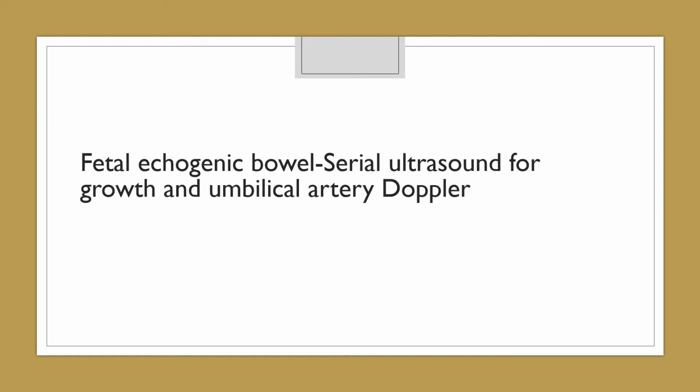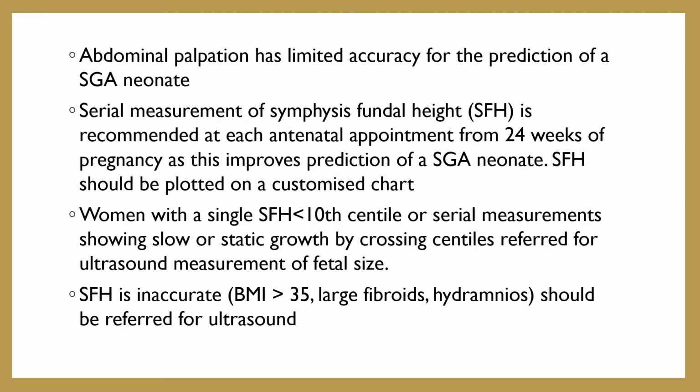If there is fetal echogenic bowel, then serial ultrasound scan for growth and umbilical artery Doppler is recommended. And this is normally picked up at the 20-week scan. Abdominal palpation has limited accuracy for prediction of SGA infant. However, if measurement of symphysis fundal height picks up a baby plotting less than the 10th centile, or showing slow or static growth, then the mother should be referred for an ultrasound scan.